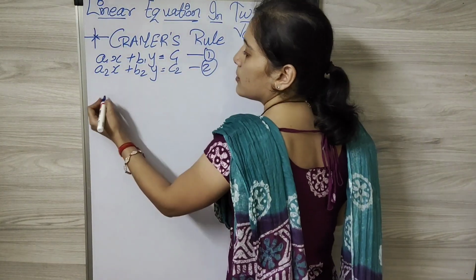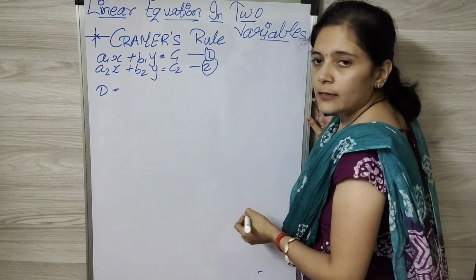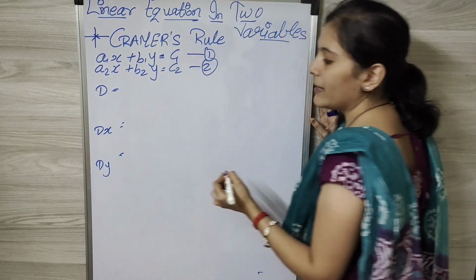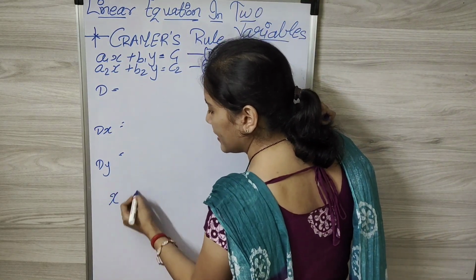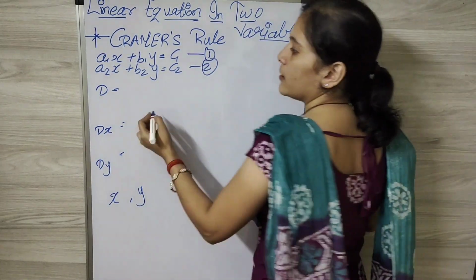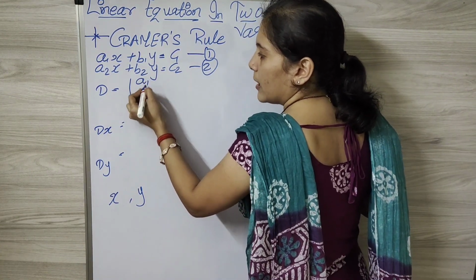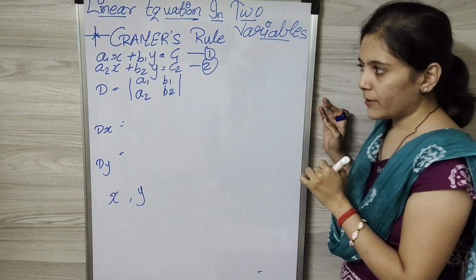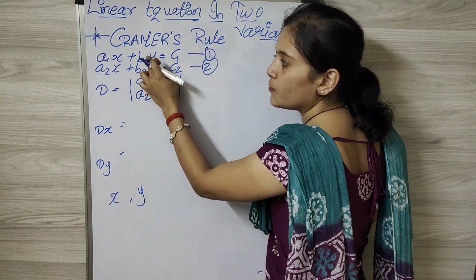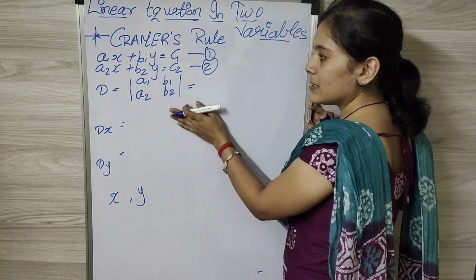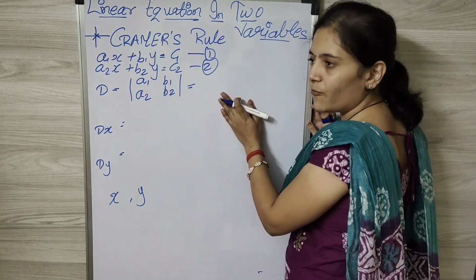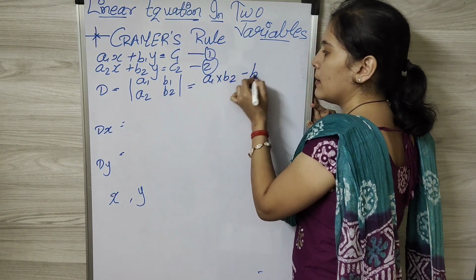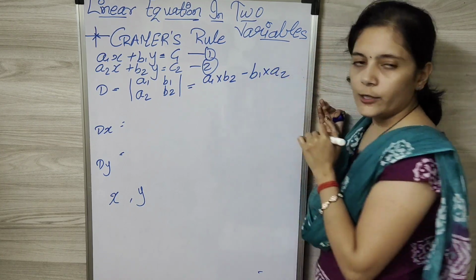Now in Cramer's rule we first have to find D, then we find Dx, then we find Dy, and then finally we get the values of x and y. For D, the formula is a1, a2, b1, b2. Similarly, as we have done in determinant, we do the same way. A1 into B2 minus B1 into A2, right?